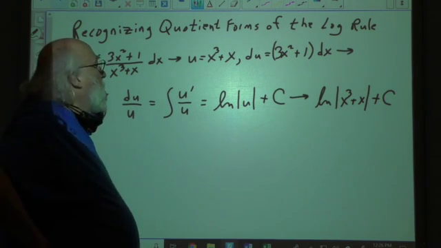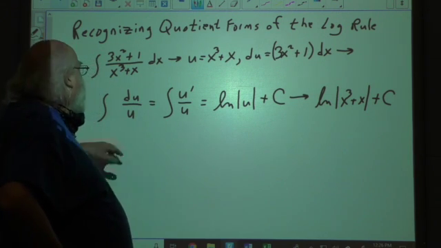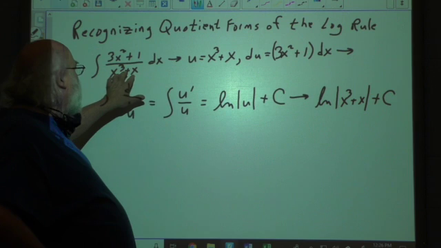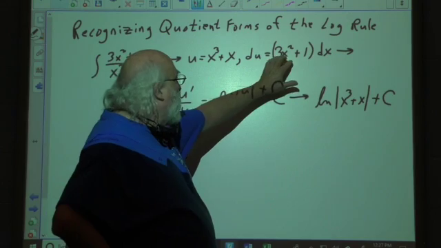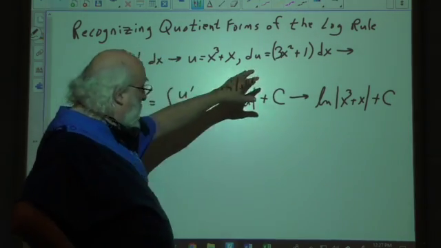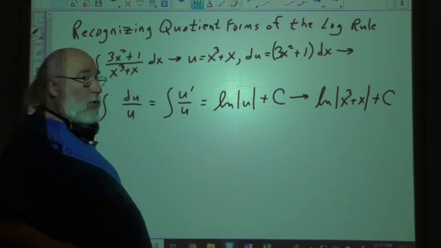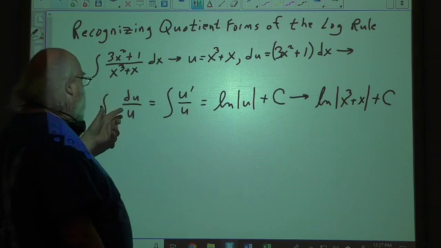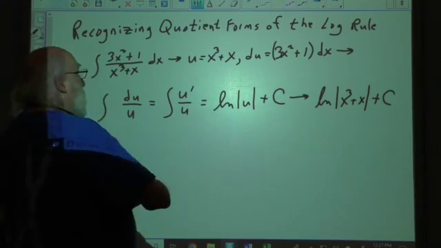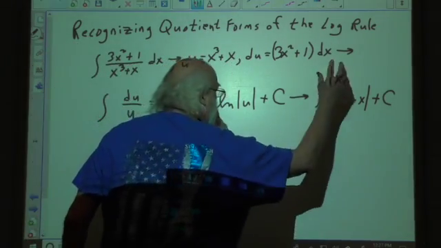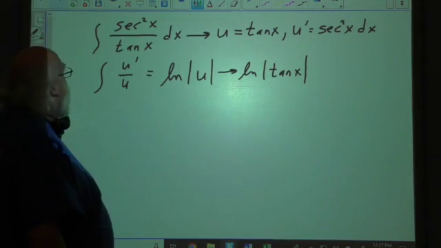Recognizing quotient forms of the log rule. Again, more mathematical manipulations using u. In this case, x cubed plus x is going to be our u. We take the derivative of that, and we get 3x squared plus 1 dx, of course, and that just happens to be this numerator here. A weird coincidence, who would have thought. So this is going to give you du over u, or u prime over u, which is the natural log of u plus c. So you just take this x cubed plus x, plug it in there, and you're done with it. All right? Another one.